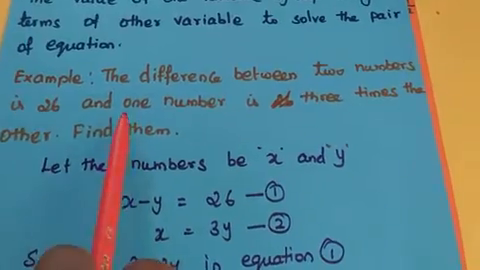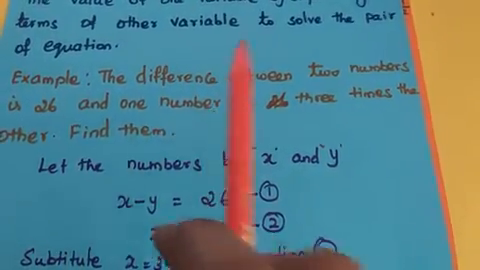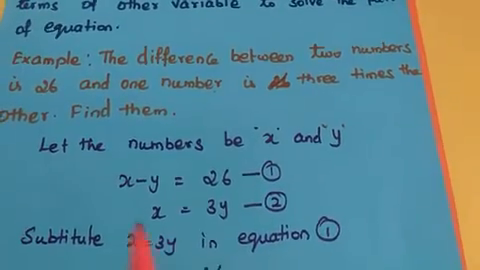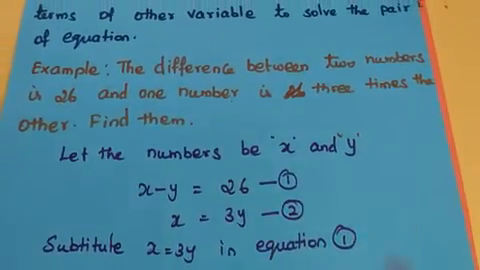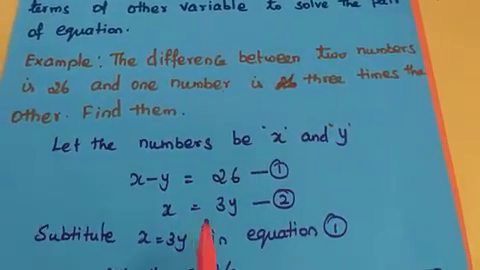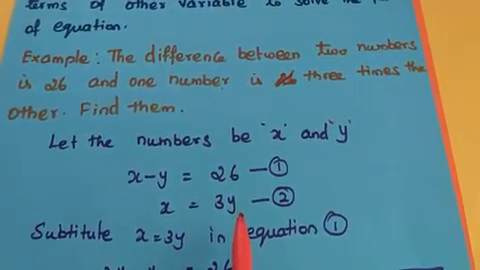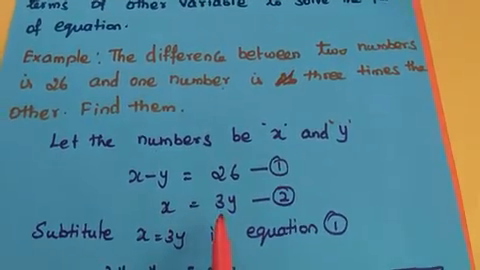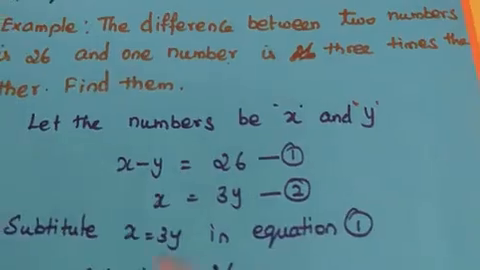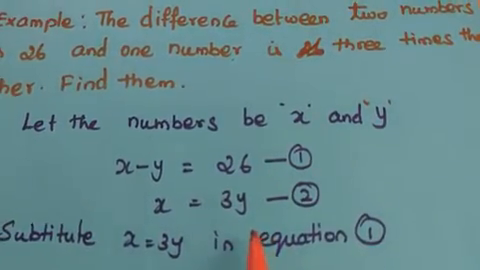And what is the next condition? One number is, we can assume x, otherwise you can assume y also. Here I assumed x. One number is x. x is 3 times the other. Another number is y. 3 times means it is multiplication. So x equals 3y. So now we got two equations.